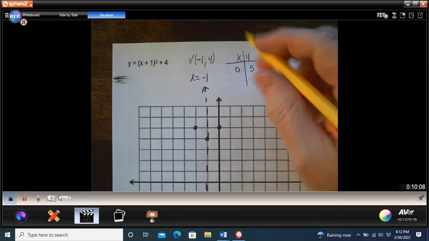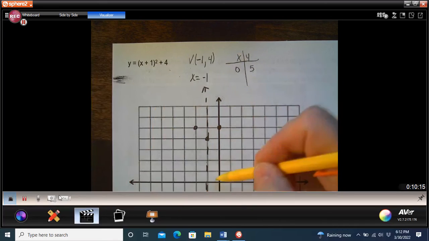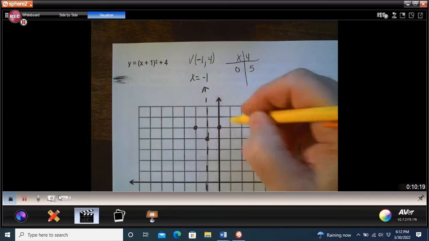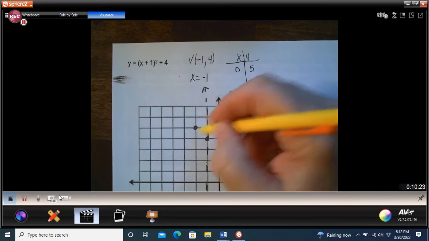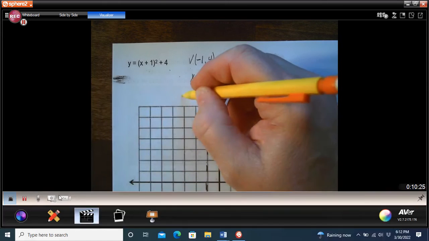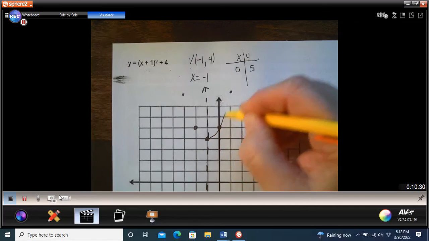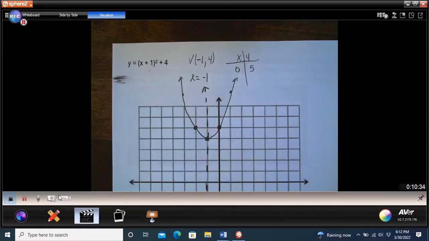And I really think if I plug in 1, 1 plus 1 is 2, 2 squared is 4, plus 4 is 8, 2, 3, 4, 5, 6, 7. So it would be up here just slightly. We can kind of make that fit in there. So then my axis of symmetry would put another one over here. And there we go.